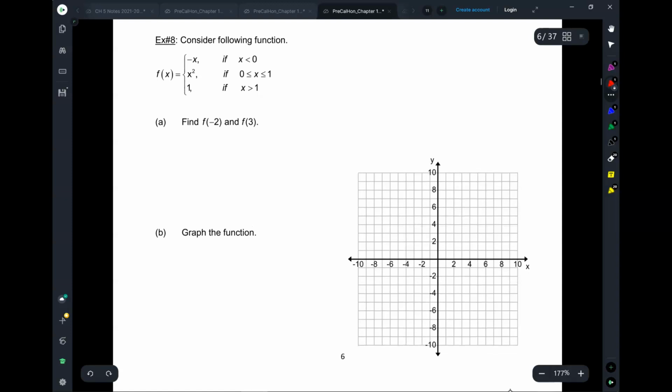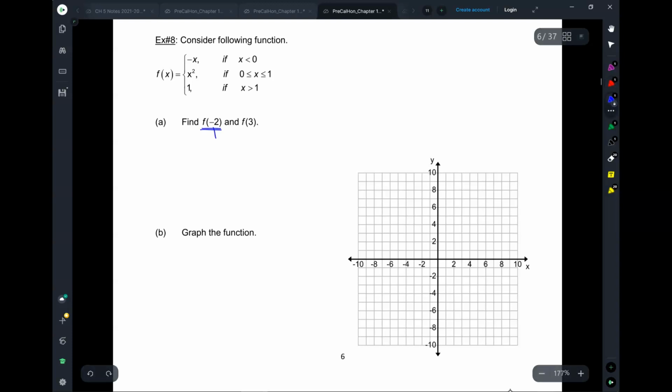Okay. I have 3 regions here, which is fine. We're going to skip that other one. We're just going to move on to here. We have 3 here, which is fine. So first it says to find f of negative 2.